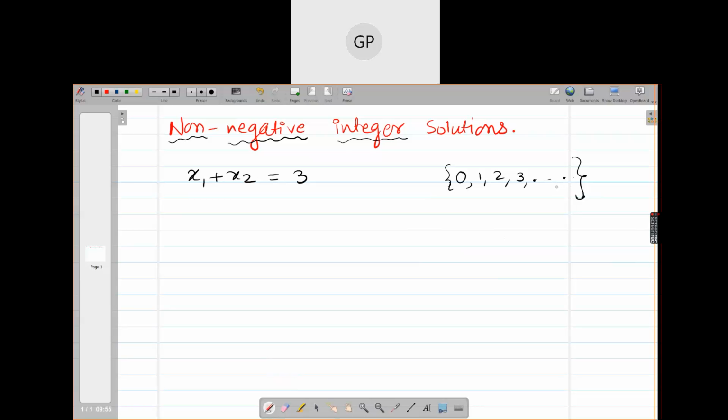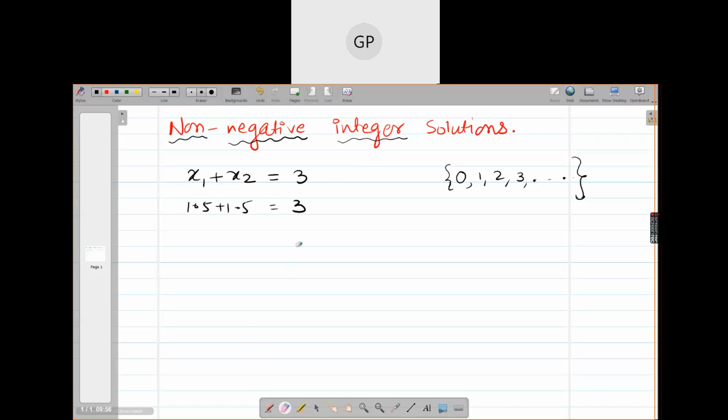Okay. In general, if you don't put this particular condition, then x1 plus x2 represents what? It represents a line in the plane. So you can have 1.5 plus 1.5 is equal to 3 also as one of the solutions if you do not put this particular condition, non-negative integer. If you consider all real numbers, then 1.5, 1.5 is an answer. But here we are not allowing 1.5 for x1 and x2 variables. We are just considering non-negative integer solutions.